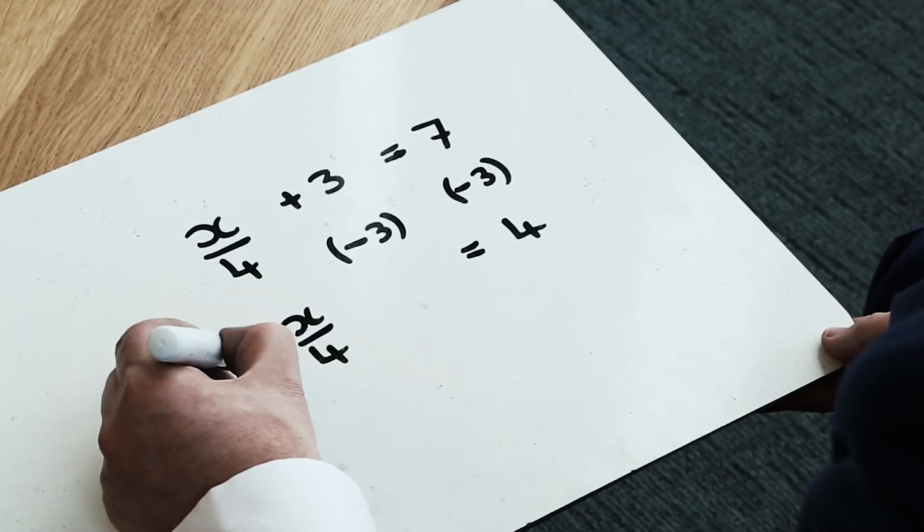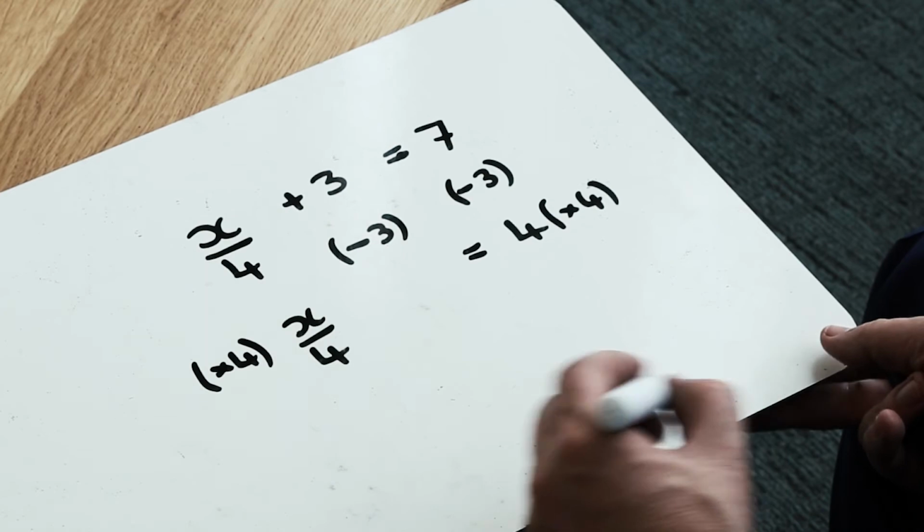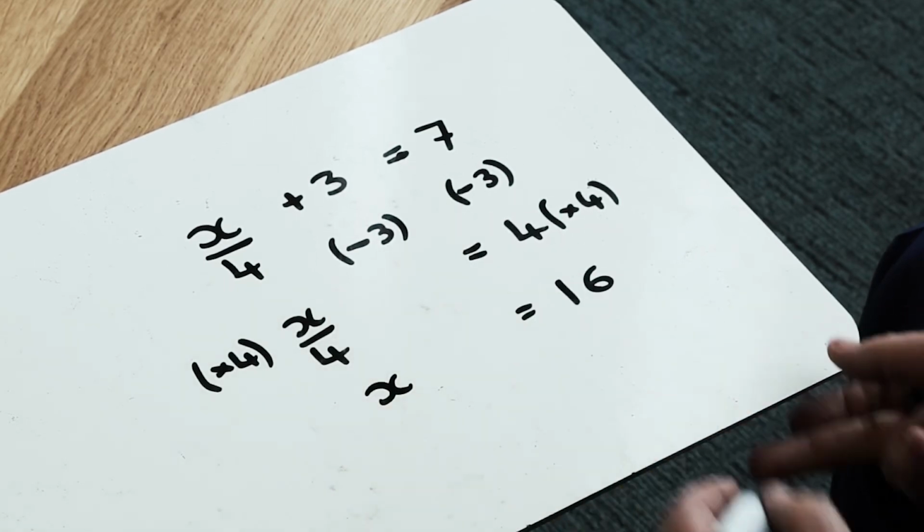And to get x on its own, what I'm now going to do is multiply each side by 4. Because x is being divided by 4, I need to undo that. So I'm going to multiply each side by 4, left hand side, right hand side. The great news here is that the 4's cancel, so I can just cancel the 4's, and I'm left with x is equal to 16.